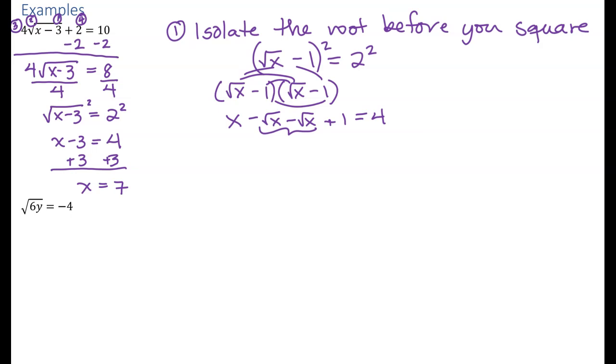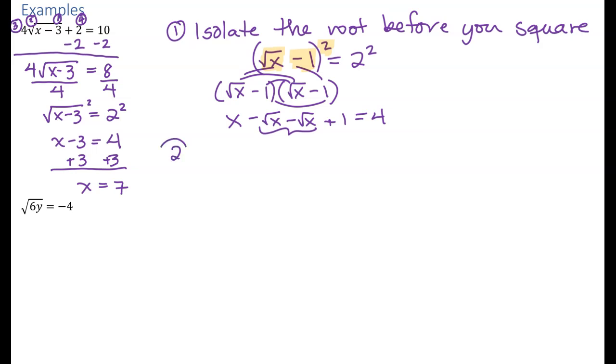It's still there. The reason it's not canceling is because of order of operations: you would take the square root, that's step 1, then you would subtract 1, that's step 2, then you would square. Because that minus 1 happens between the square rooting and the squaring, they don't cancel. So that's the first big thing. Always isolate that root so that the square and the square root happen immediately, one right after the other.